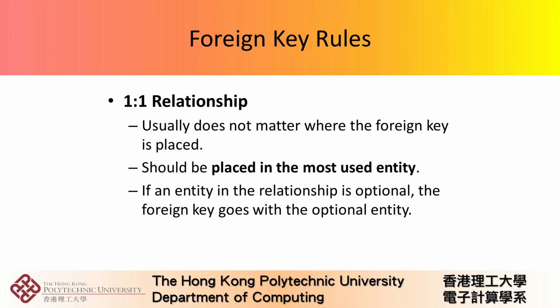In a one-to-one relationship, it usually does not matter where the foreign key is placed. The foreign key should be placed in the most used entity. If an entity in the relationship is optional, the foreign key goes with the optional entity.